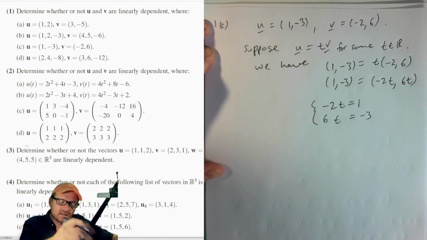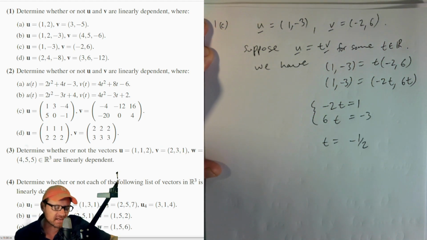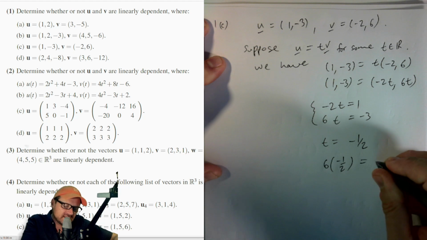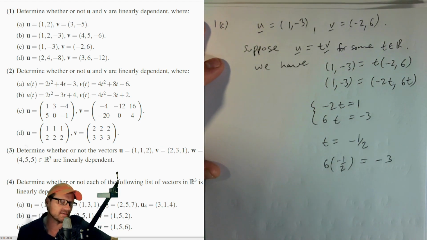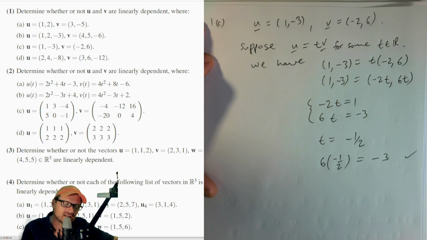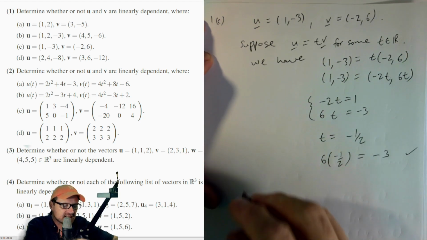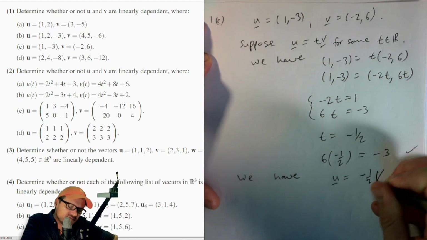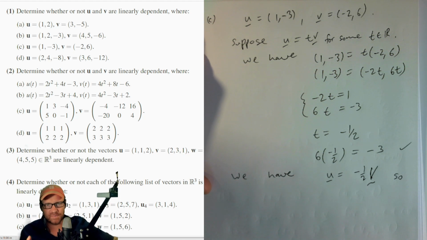Now the first one tells us that t is minus a half. Is that consistent with the second equation? And yes, it is, because 6 times minus 1/2 is equal to minus 3. 6 divided by minus 2 is minus 3. And so this is consistent, and there is no contradiction in this assumption. In fact, what we've learned is that we have u is equal to minus 1/2 of v, and so these two vectors are linearly dependent, but I'll show you some more details on that.